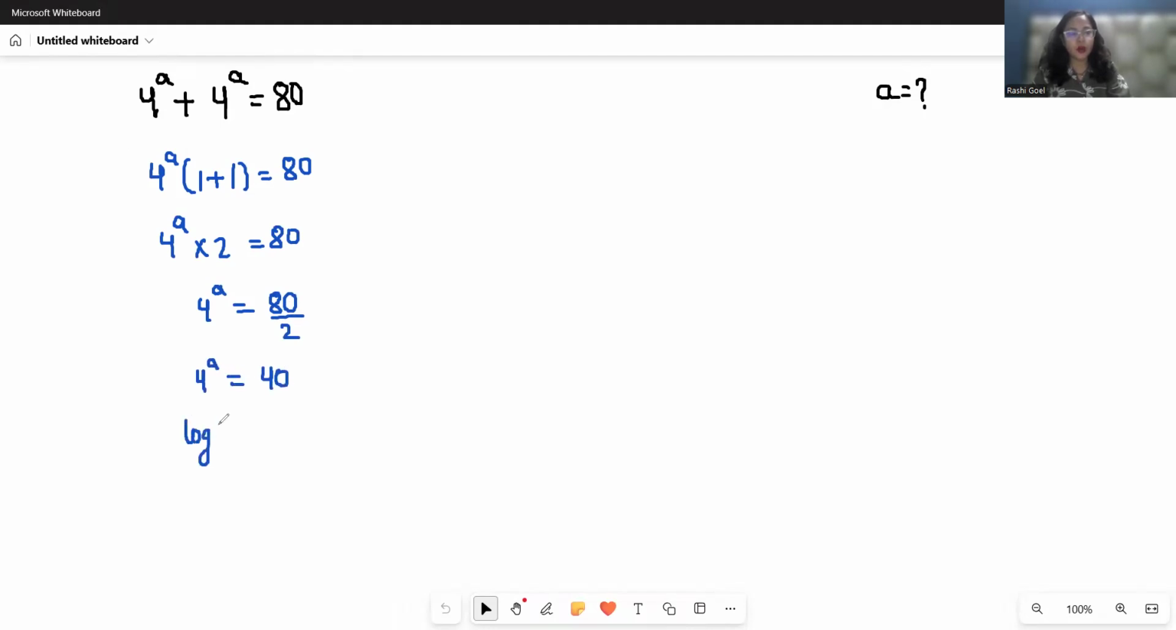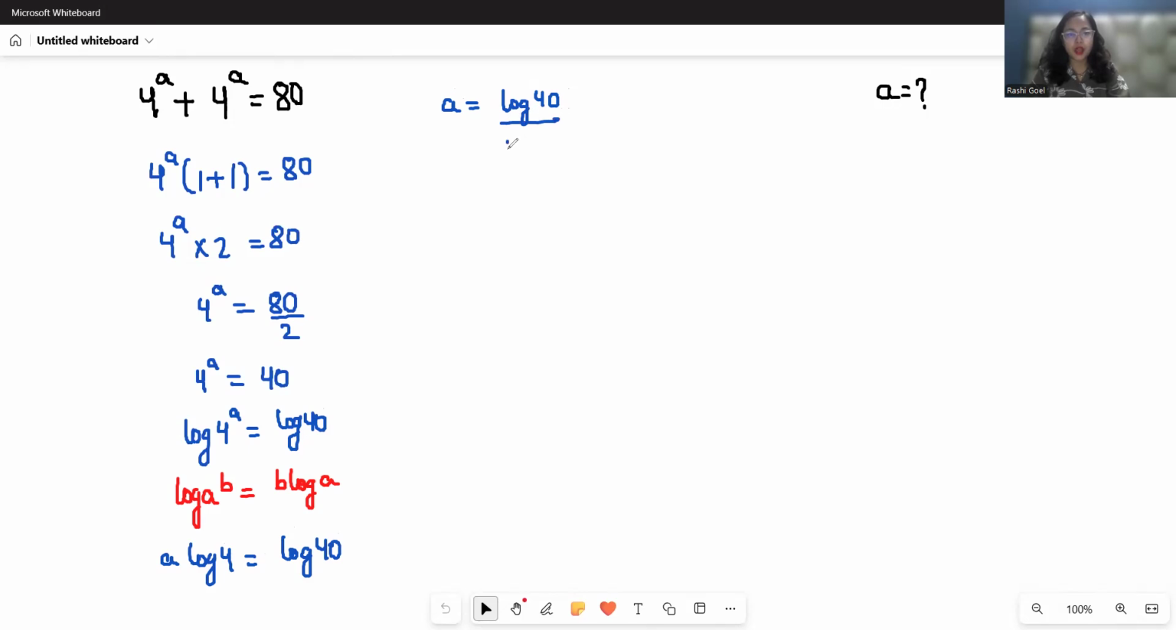Now I am taking log on both sides. Log 4^a is equal to log 40. So according to the log rule, log a^b is equal to b log a. So a log 4 is equal to log 40. A is equal to log 40 by log 4.